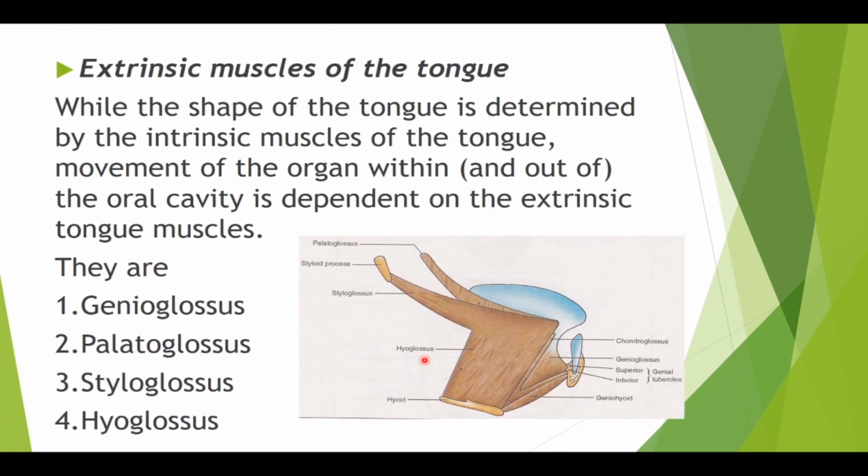So coming to the extrinsic muscles of the tongue, while the shape is determined by the intrinsic muscles, the movement of the organ, that is the movement of the tongue within and out of the oral cavity, is dependent on the extrinsic tongue muscles. They are genioglossus, styloglossus, hyoglossus and palatoglossus.